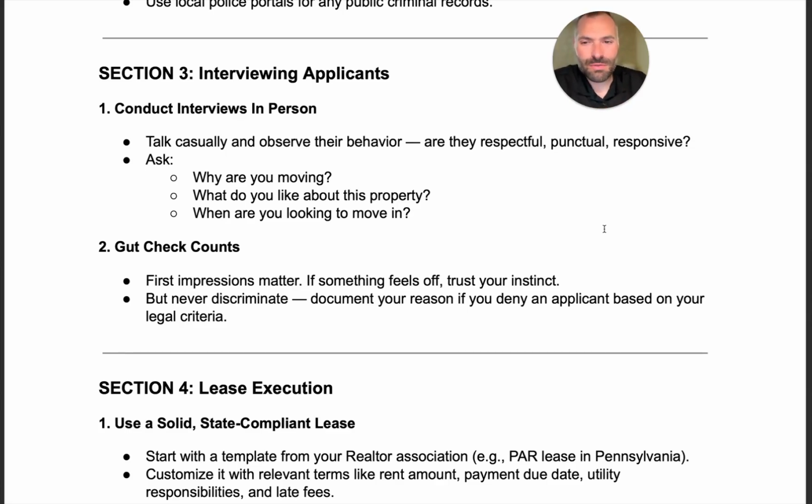Conduct it with a walkthrough. Talk to them, see their behavior. Do they show up on time? Are they respectful? Ask them all the hard questions. Why are you moving? What are you looking to move into?